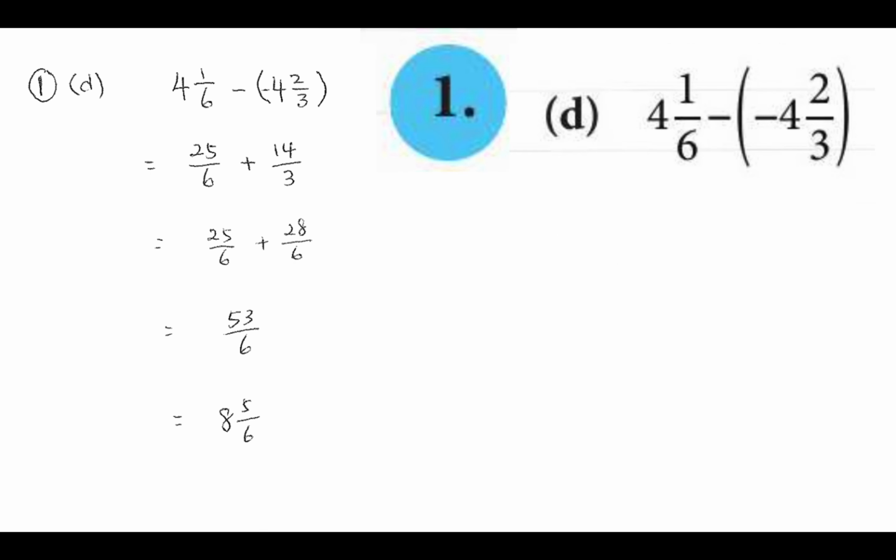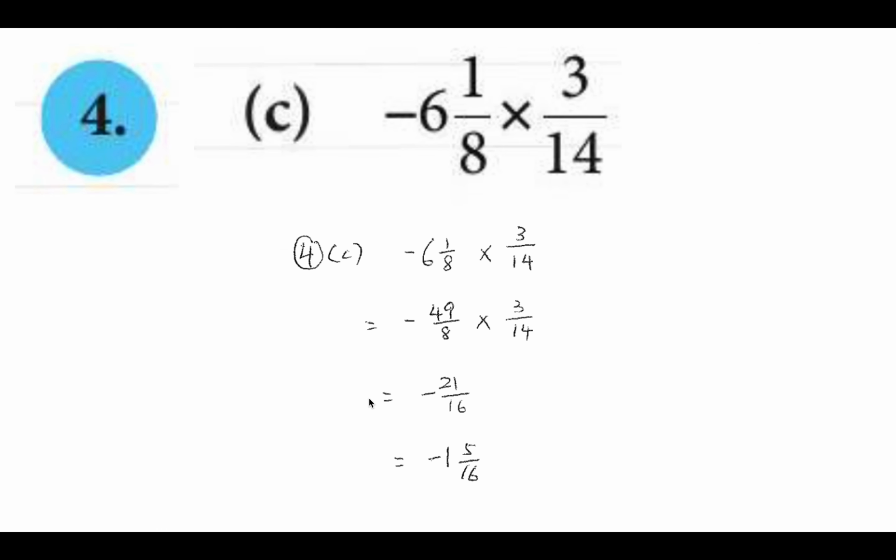Let's go. Well, the first question, we have 4 and 1 over 6 minus negative 4 and 2/3. So the first thing we're going to do is to make the fractions into their improper form. That is 25 over 6 and then 14 over 3, right? So since it's a minus and negative, the operation becomes a plus. So the next step after that is to make the denominator common. So we have 25 over 6 plus 28 over 6. So once the denominator is common, we can add them together, resulting in 53 over 6. And if you want to write it as a mixed number, that will be 8 and 5 over 6.